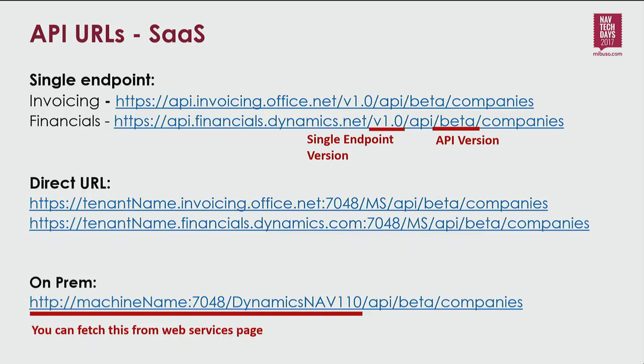On-prem, it also works. It is just the machine name, whatever port you're using, Dynamics NAV, the instance name, of course, API/beta, and then the entity that you are asking for. We will also talk more later about how you enable APIs on-prem and what kind of authentication is available with the different endpoints that we are showing here.